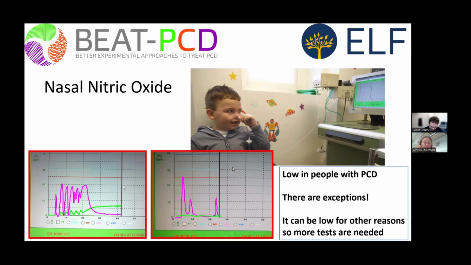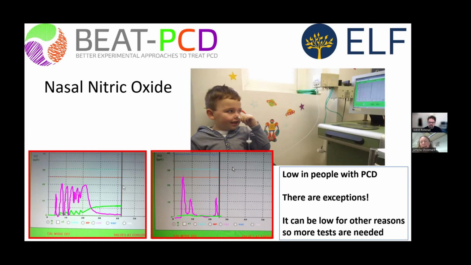So you could have a blockage in your nose or some other reason why it's low. So we can't stop the test there. And there are also exceptions. So there are people with PCD who do have normal levels of nasal nitric oxide. We also don't know why that is.